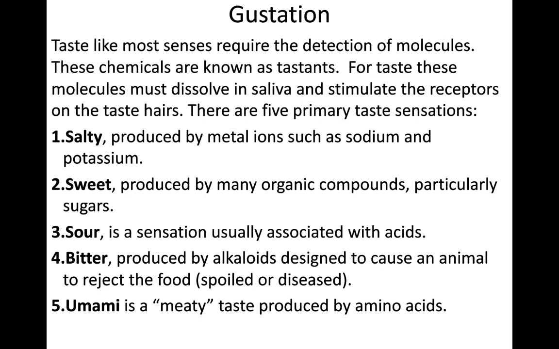Sour is a sensation usually associated with acids. Bitter is produced by alkaloids or basic substances, typically causing an animal to reject the food, as in it's spoiled or diseased. Typically, bitter is not a taste that people enjoy. And then, I believe this is a Japanese word, umami is a meaty or savory taste produced by amino acids.